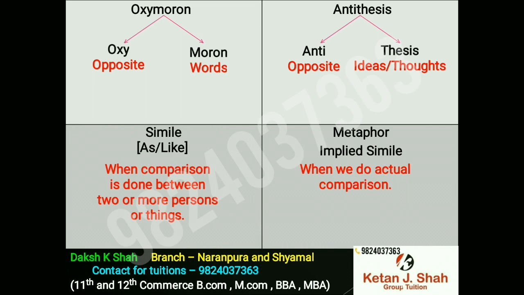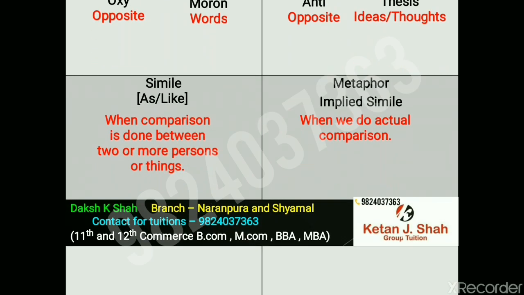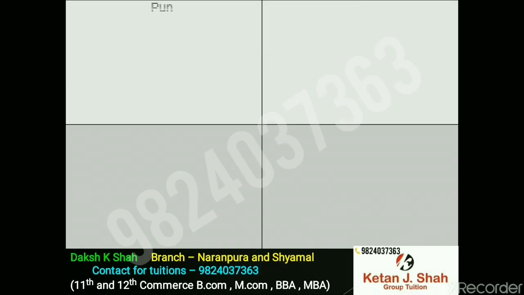In simile, there will be he is like a lion. It will be a simile. But in metaphor, he is a lion. So, as we saw, we do comparison between two things or persons is simile. But in metaphor, we just transfer the characteristics. Now let's see the next ones.